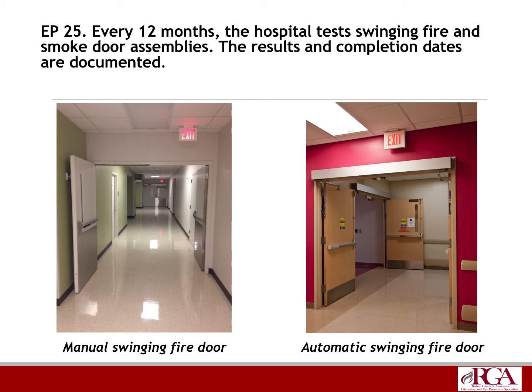Now the doors are manual, you let them close, and now they're going to latch, because the exit hardware is not retracted anymore. And oftentimes you'll find out that they don't latch, and that's when they need to latch, is when there's a fire. So it's important that you have these automatic swinging fire doors checked properly.